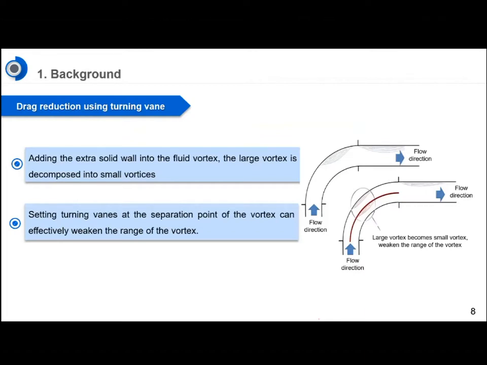The principle of drag reduction using the turning wing is that a large vortex can be decomposed into small ones through the splitting effect of the additional solid wall toward the fluid vortex, which will reduce fluid resistance in the local components. Setting the turning wings at the separation point of the vortex can effectively weaken the range area of the vortex.